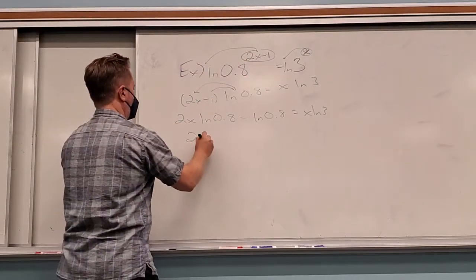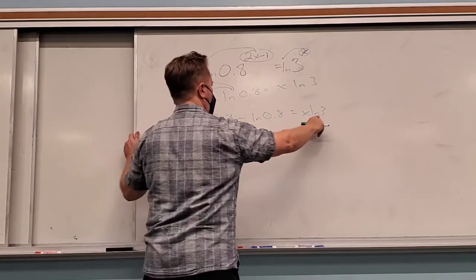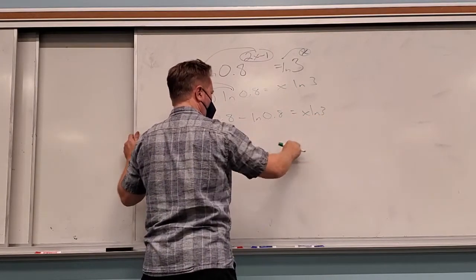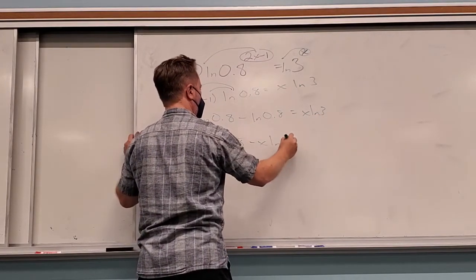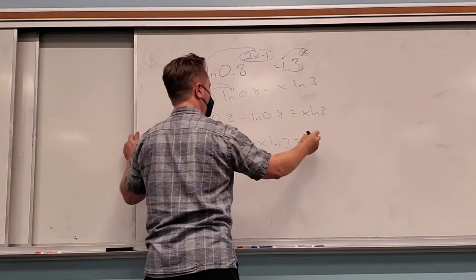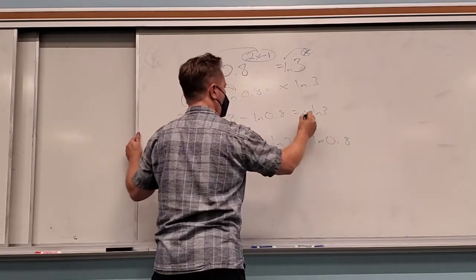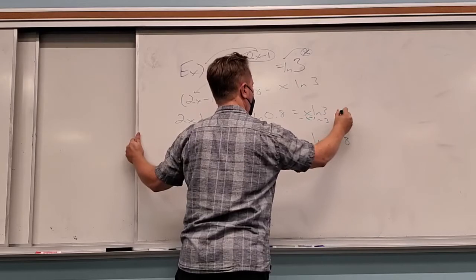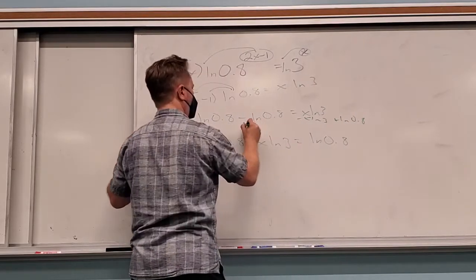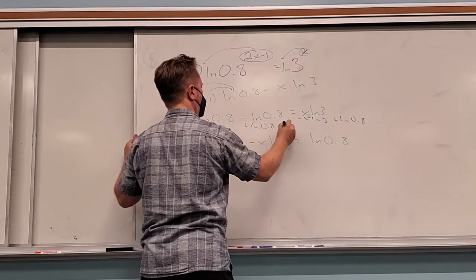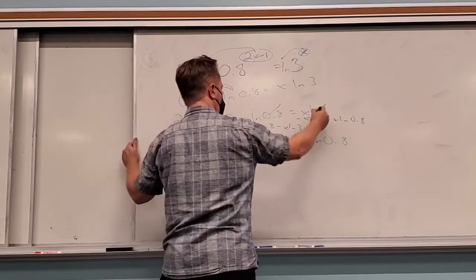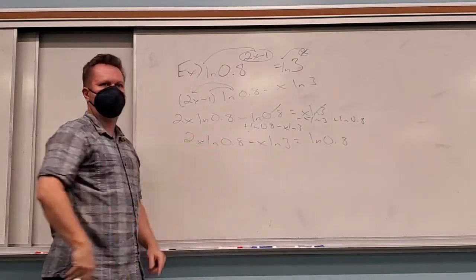So I'm gonna subtract this. I'm going to add this. Because now my x's are together. So those cancel. Those cancel. Now all my x's are together.